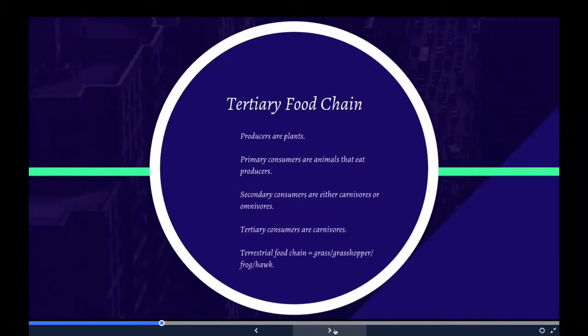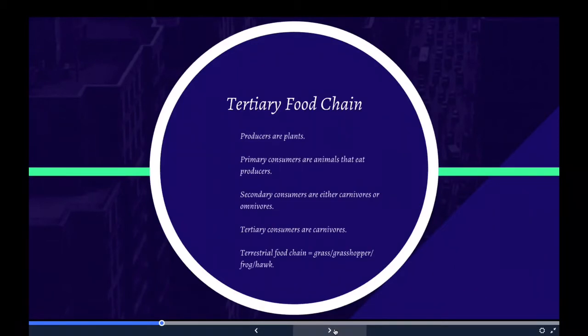You need to be familiar with producers, primary consumers, secondary consumers, and tertiary consumers. Plants are called producers. This is because they produce their own food. They do this by using light energy from the sun, carbon dioxide from the air, and water from the soil to produce food in the form of glucose and sugar.